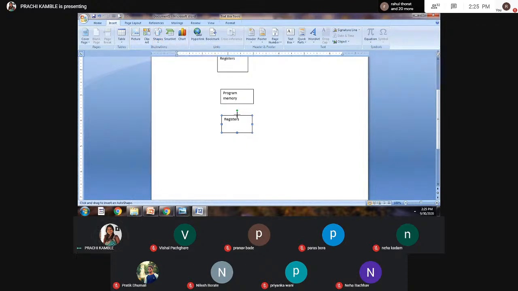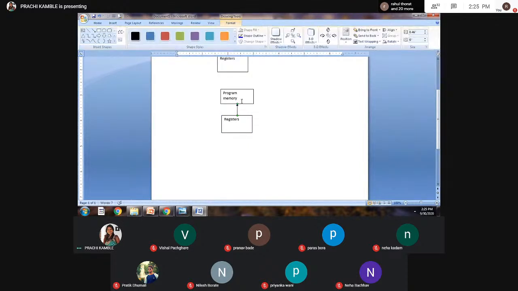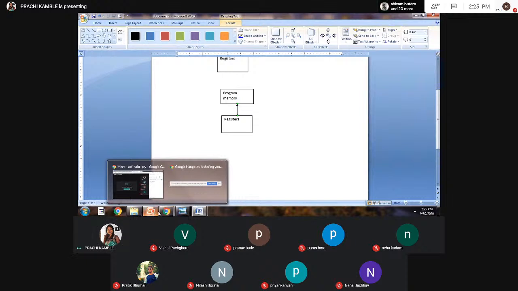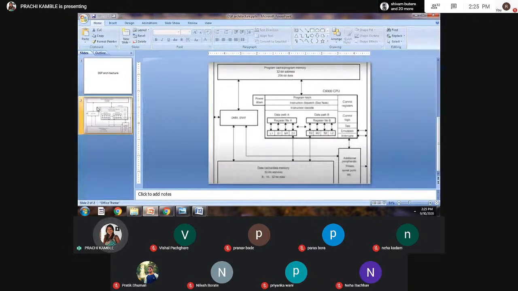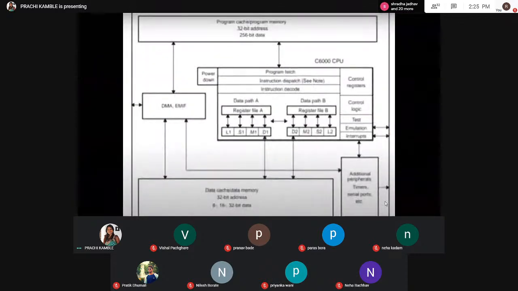Let me show the flow of the path. In DMA, there will be a DMA controller inside, and with the help of the DMA controller, registers are allowed to access the program memory directly. So this is the function of DMA. Accessing means what? Reading and writing the instruction, right?